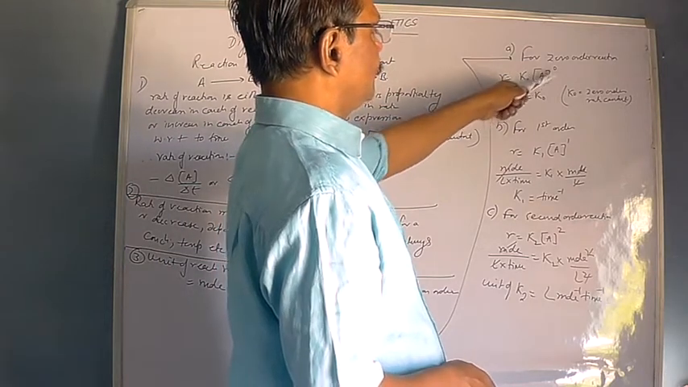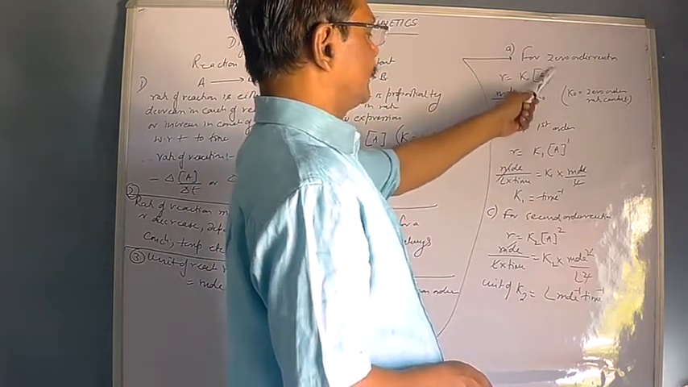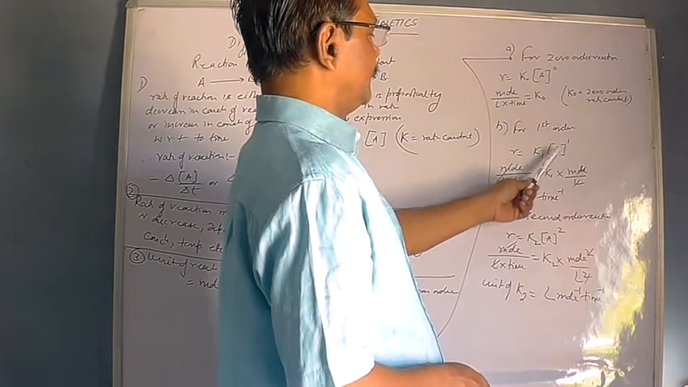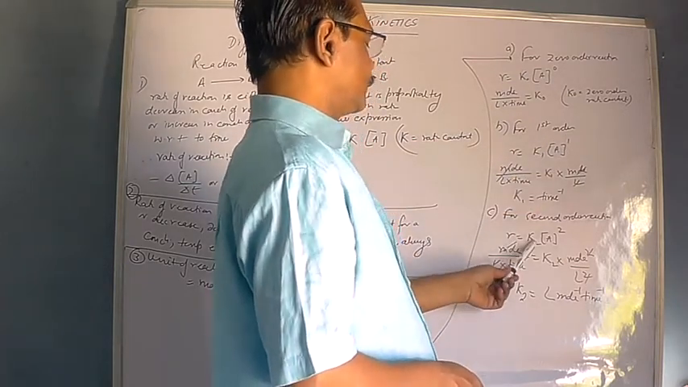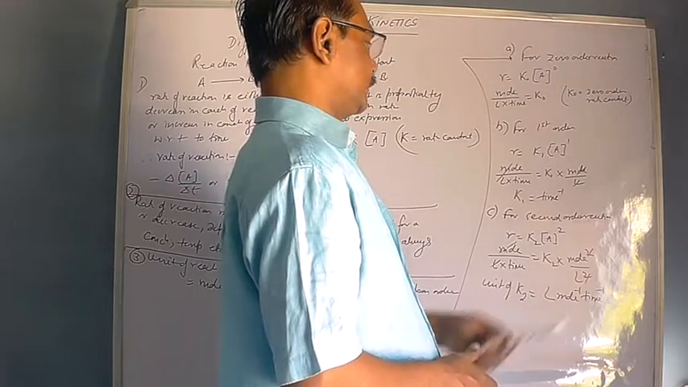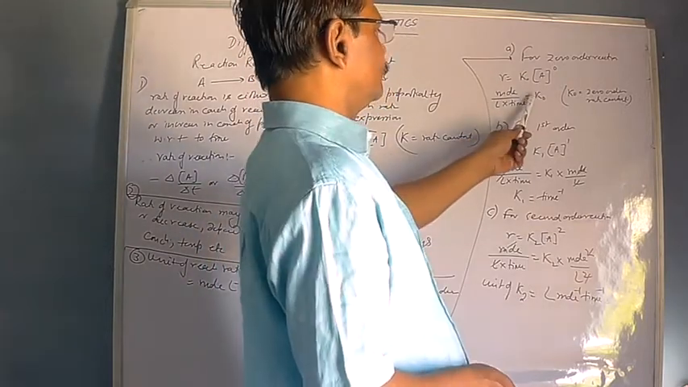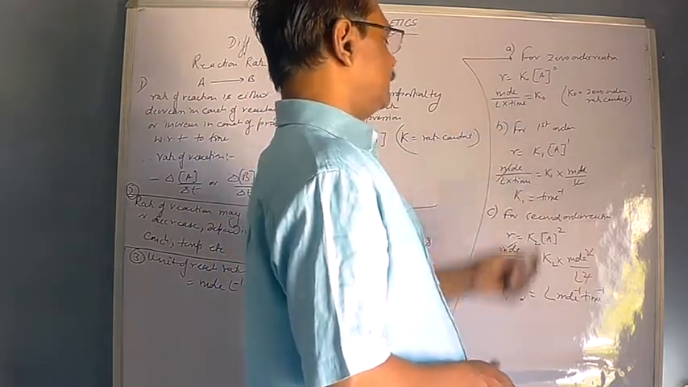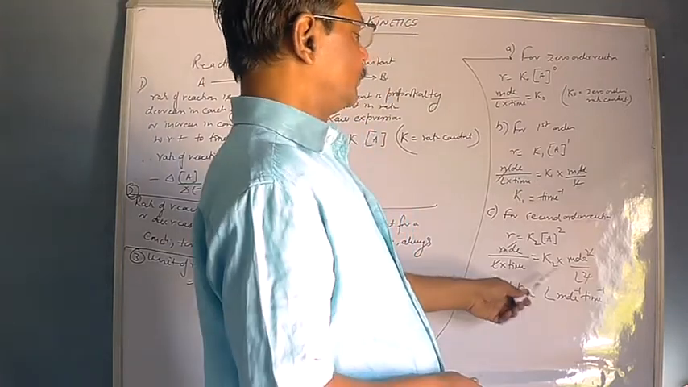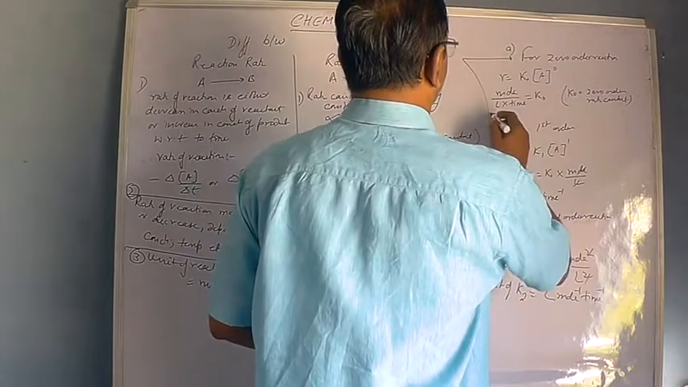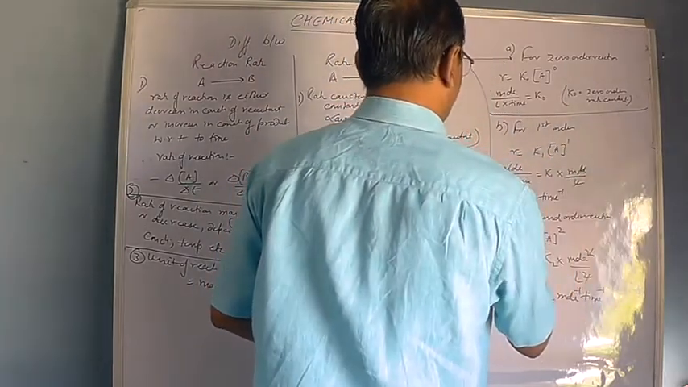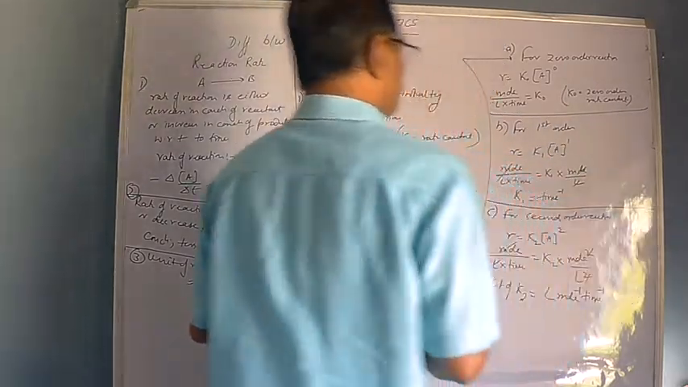As you see, we have taken three examples here. R equal to K0 A to the power 0, so it is a zero order reaction. R equals K1 A to the power 1, it is your first order reaction. R equals K2 A to the power 2, it is your second order reaction. K0 is the zero order rate constant, K1 the first order rate constant, K2 the second order rate constant. So let us do one by one how to find units of rate constant for various orders.